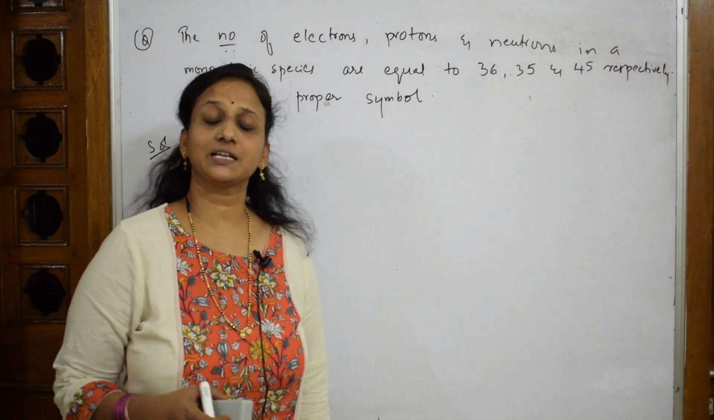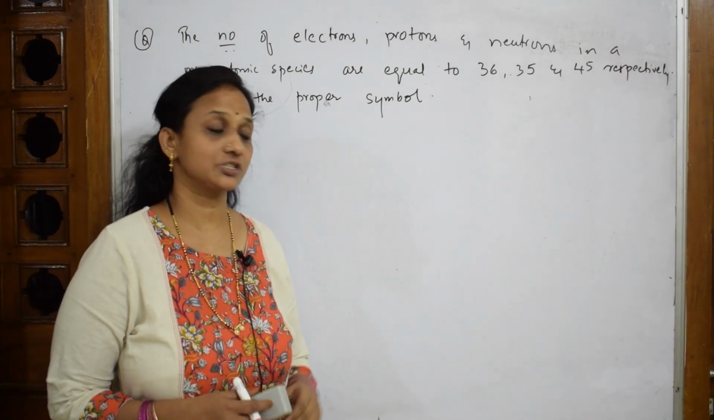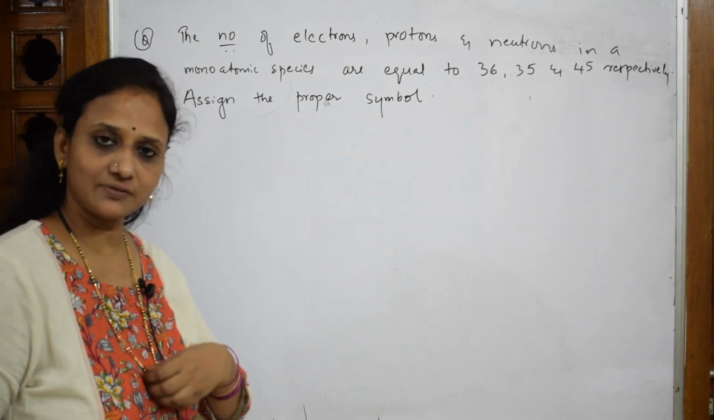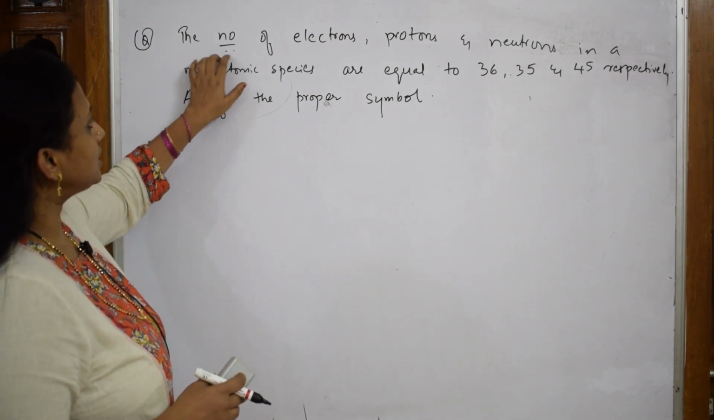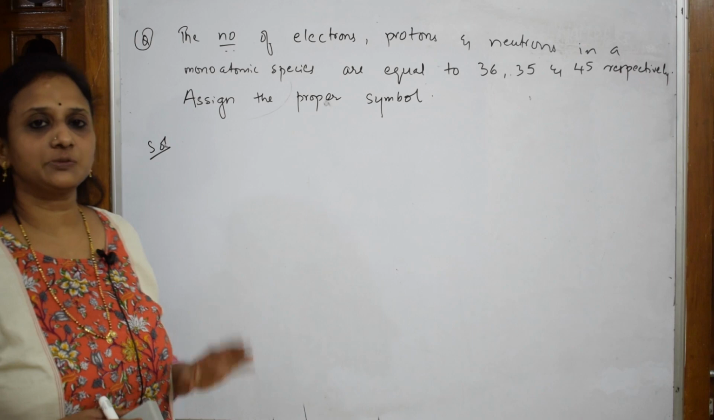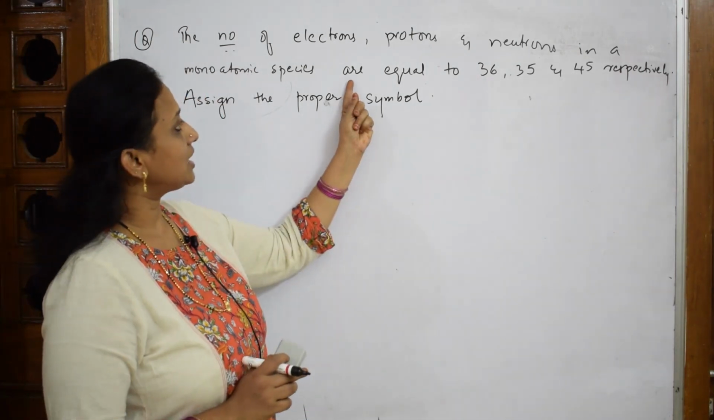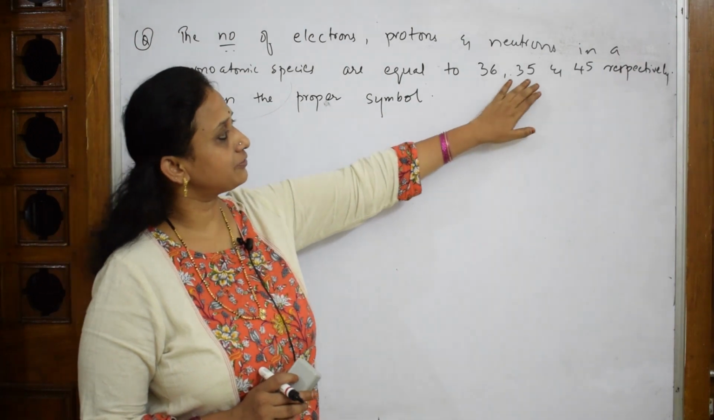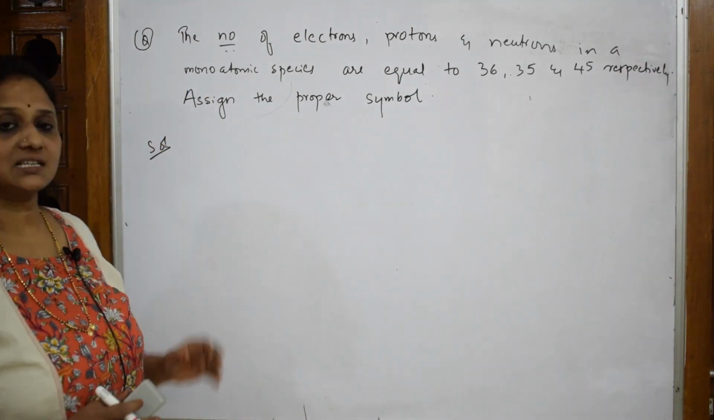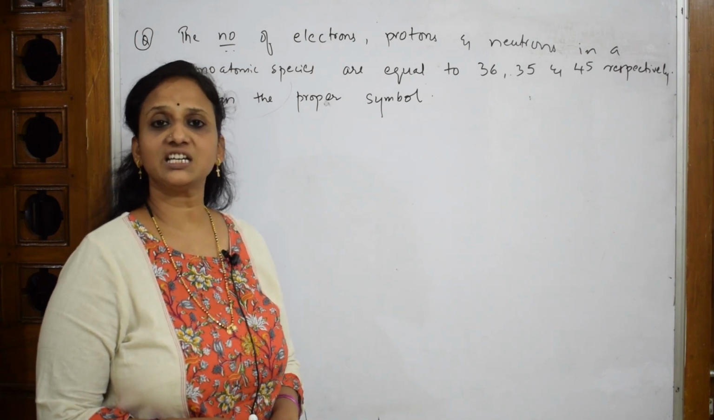Right, now let's come back and see one more question based on calculation of the number of electrons, protons and neutrons. But here a slightly different question is given. Let's solve this. What do they give us? The number of electrons, protons and neutrons in a monoatomic species. Okay, they've given us a clue that it is a monoatomic species. Fine. So they are equal to 36, 35 and 45 respectively. Assign the proper symbol. Here they've given us the electrons, protons and neutrons, and I need to assign the symbol.